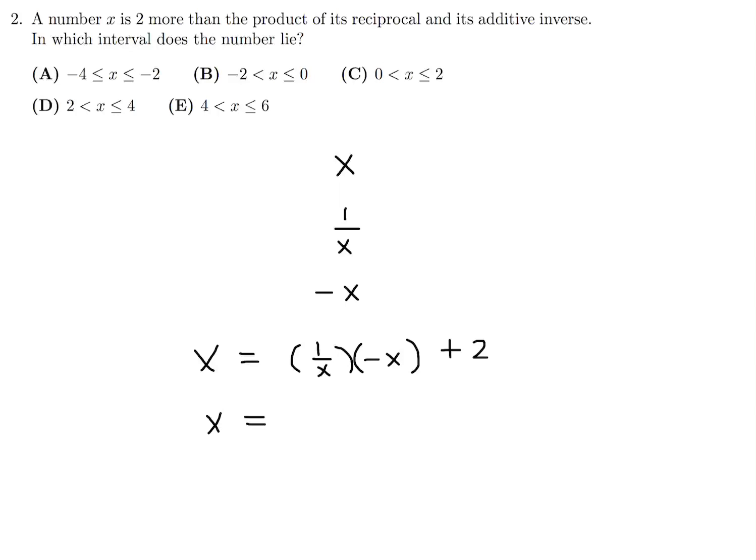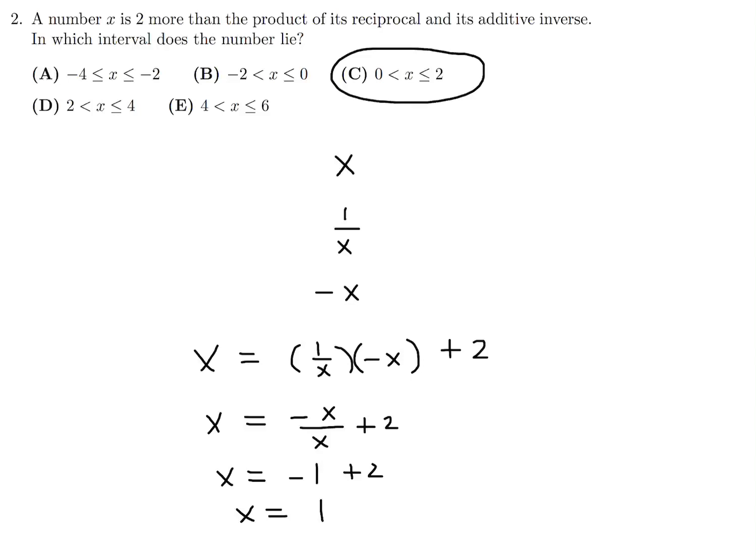So let's solve for this. This becomes minus x over x plus 2. Minus x over x cancels and becomes negative 1, and therefore x is negative 1 plus 2, or 1. So in which interval does this number lie? It would be this interval right here, choice C.